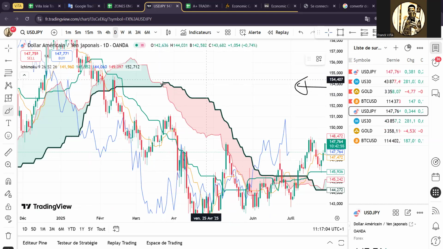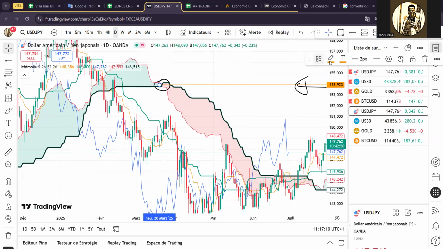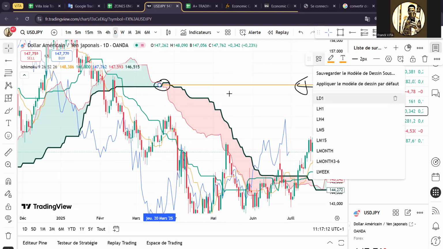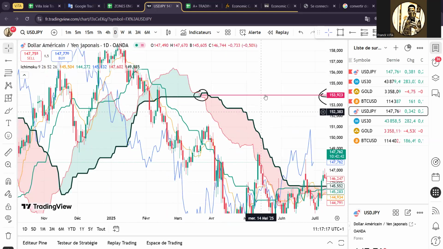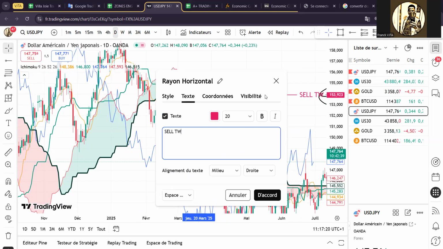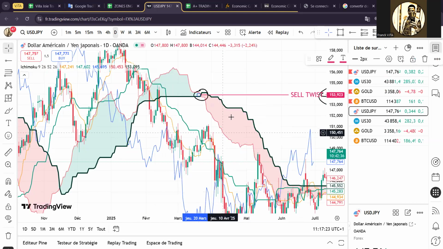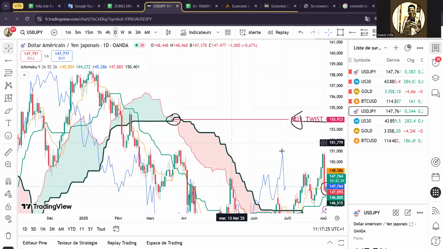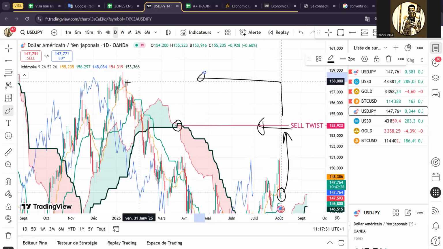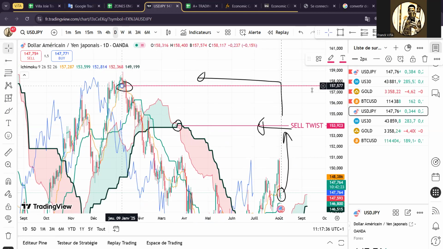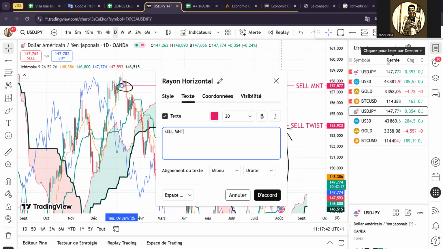Here, where they cross each other, we take a ray and click on it horizontally, and then we take a pink color and name it sell twist. There's a twist, right? Then we wait for the price to come there. We do the same thing: we go up again, higher, and again we look left and find the extreme Tenkan from the top side, and we mark it with a horizontal ray and call it sell MNT again.